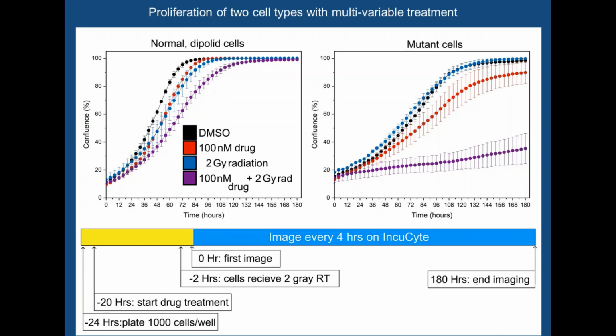And so in a single run, we can get a sense, very reproducibly, of how this drug affects this. And I think if you look over in the mutant cell growth curves, at the purple line, I think it's fairly convincing that there is a radiosensitizing effect for this particular drug.